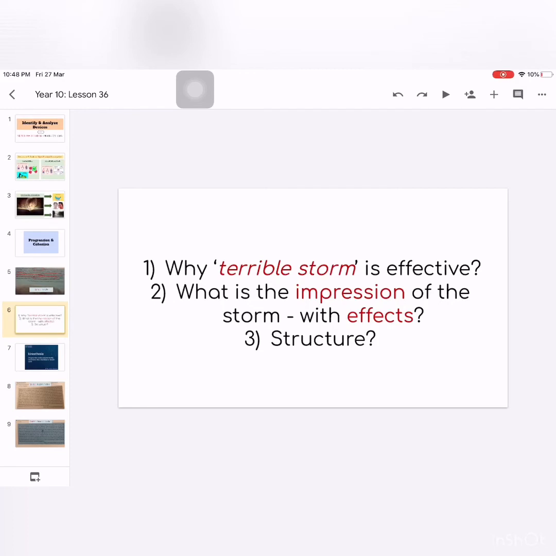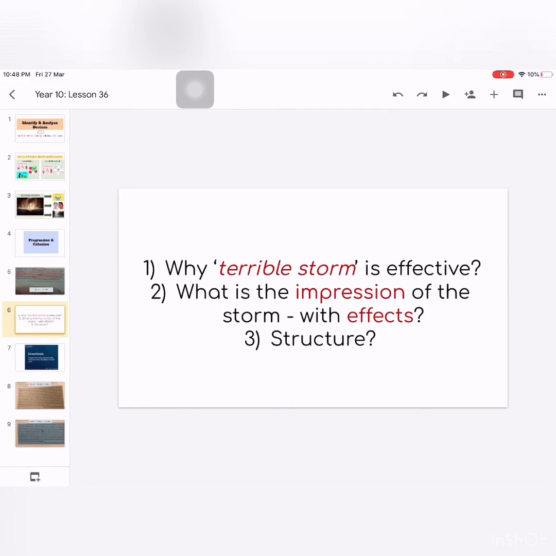So they are effective because of the use of imagery and descriptions to give the impression of the cloud or the storm. So what is the impression of the storm with effects? Why did I bold impression and effects? Because these two strands, you need to address them one by one. You cannot just answer it in a generalized manner. Okay, you address impression first. What is your impression of the storm? The impression of the storm is negative. For what reason? What effect does it give you?